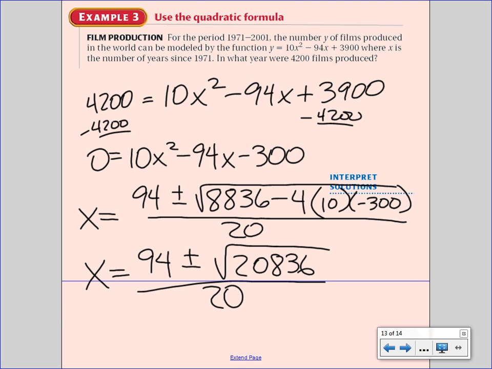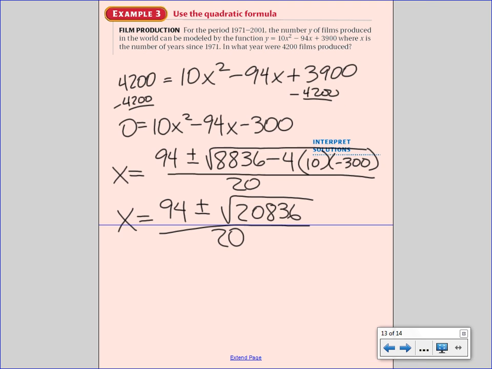Okay, type this in as follows. 94 plus square root 20836. Hit enter. Then divide by 20. And what do we get for our answer? 11.9. Pretty much 12.